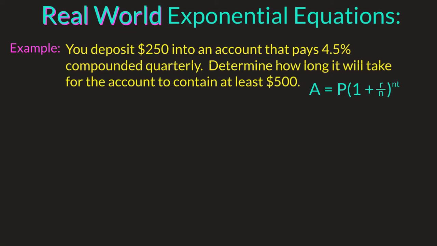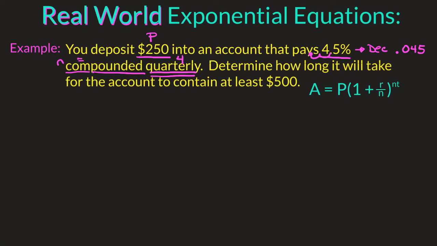So the first thing I'm going to do is go through the word problem and underline important parts. So you deposit $250. This would be our initial deposit, so that would be our P, into an account that pays 4.5%. Now that's a percent. Remember, you need to turn that into a decimal. So you can move this decimal to the left 2 places, giving us 0.045. Compounded quarterly. The word compounded is the big giveaway that you're going to use n. Quarterly means how often it occurs within 1 year. So quarterly means 4. So our n will equal 4.